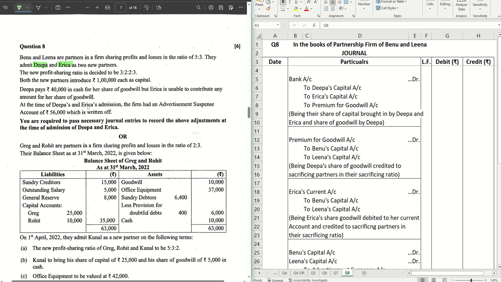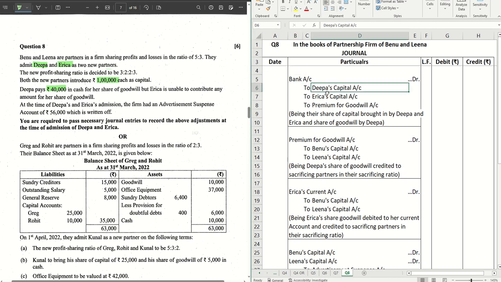At the time of Deepa's and Erica's admission, the firm had an advertisement suspense account of 56,000, which is written off. We are required to record the journal entries. Straight away, the first journal that we can pass is from this adjustment that rupees 1 lakh each has been brought in as the new capital, and rupees 40,000 is brought in as premium for goodwill.